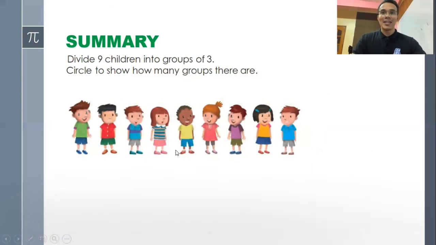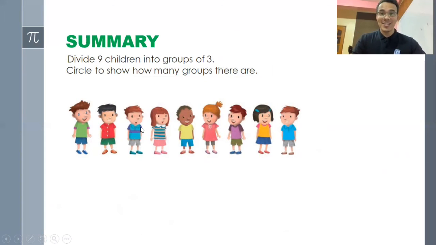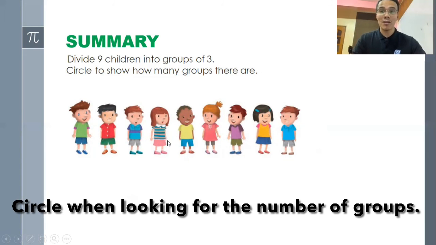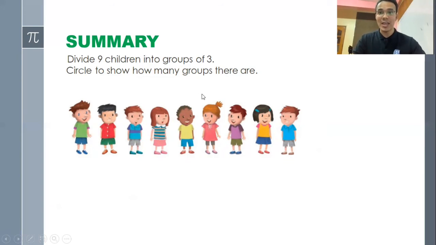Next, divide 9 children into groups of 3. You're going to circle to show how many groups there are. In this exercise, we are interested in finding the number of groups. And since we're just looking for the number of groups, we're just going to circle groups of 3. It says here groups of 3. So we're just going to count 3 people and draw a big circle around these 3 people.